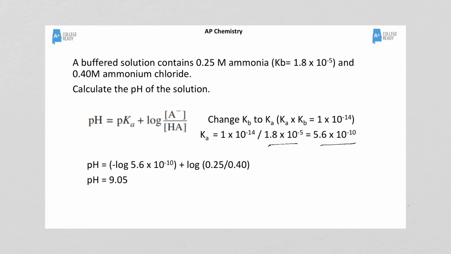So then I go back to my formula. pH equals the negative log of 5.6 times 10 to the negative 10th plus the log, and again I have to make sure I have the numbers in the right order. The base is on top, so ammonia is my base, divided by the ammonium ion, which is my acid. So taking the log of that term plus the negative log of the Ka, I get a pH of 9.05. That makes sense. It's basic. This is a weak base.